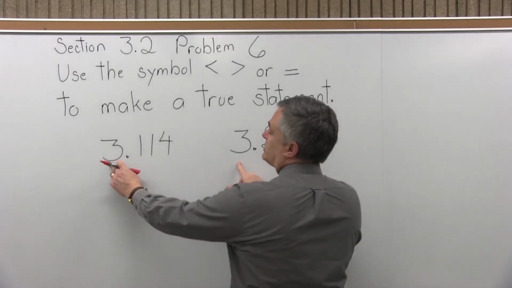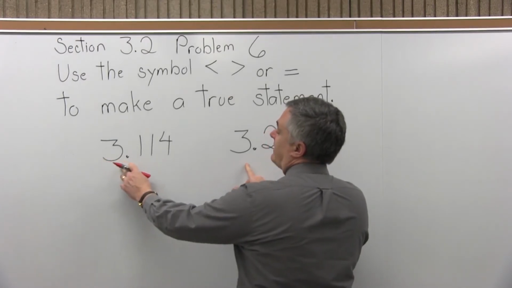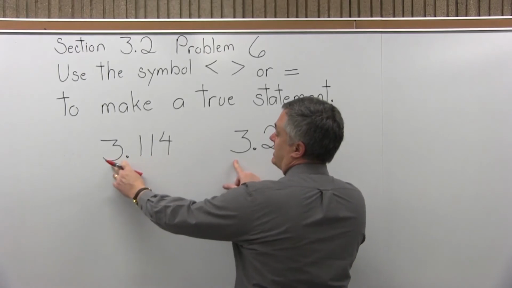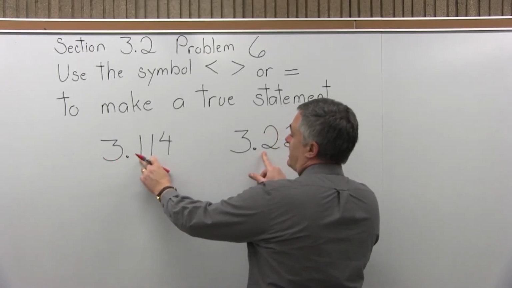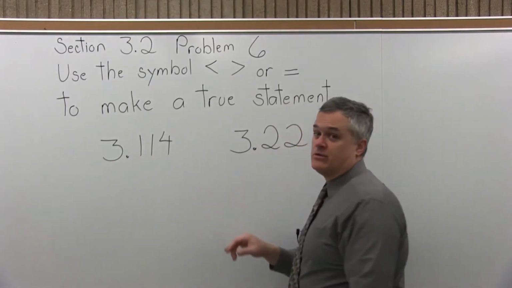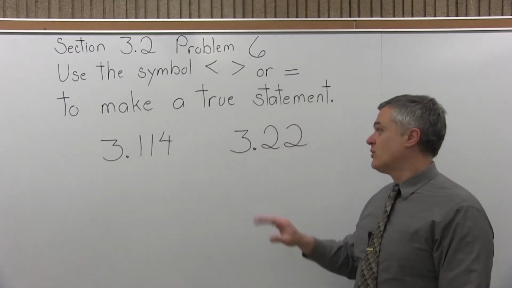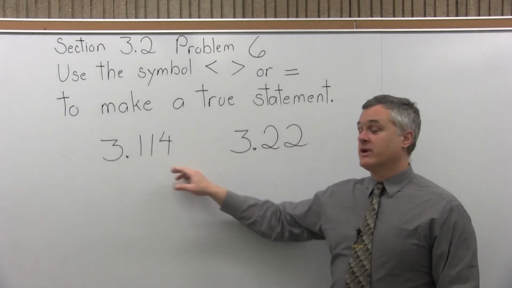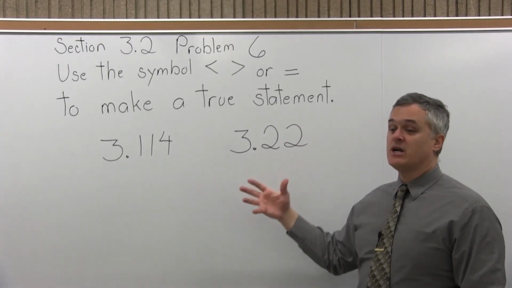one digit at a time and just compare those digits, and then if they match, you will move one digit to the right. So when we start, we compare the two numbers, they both have a 3. Then as we go one digit to the right, I'm comparing a 1 and a 2. Well, 2 is definitely larger than 1, so 3.22 is larger than 3.114. Even though it has fewer digits in it, it's a larger value.